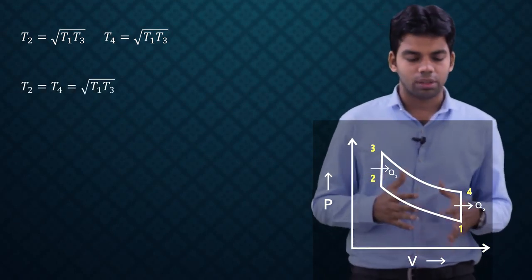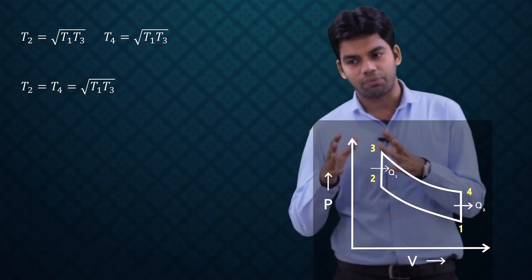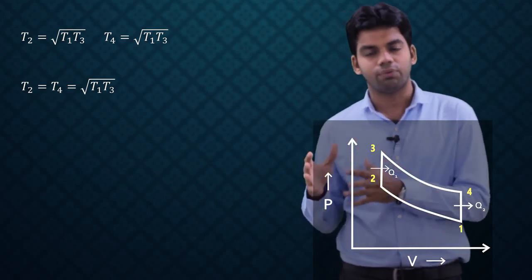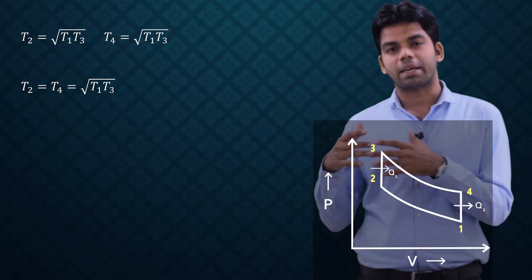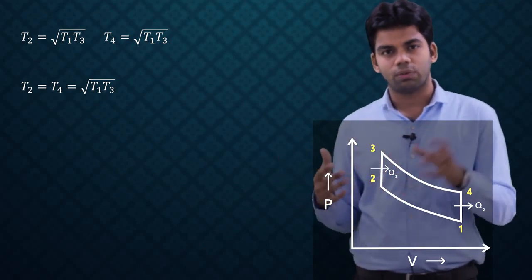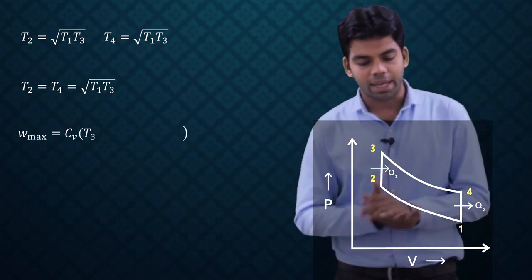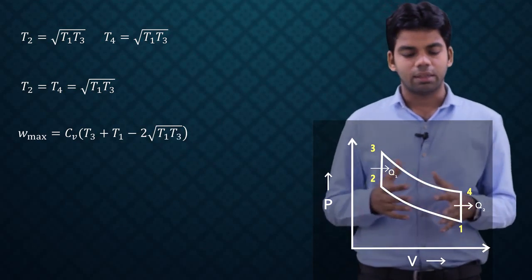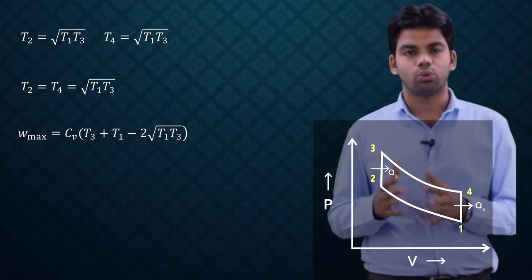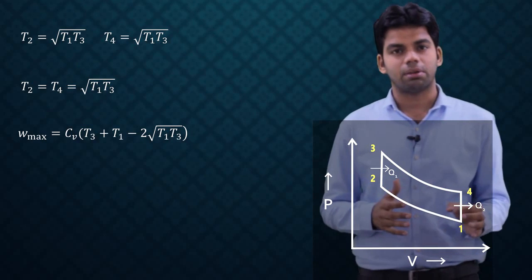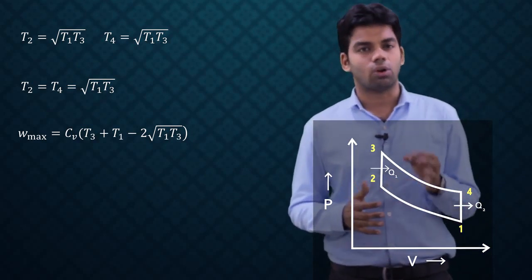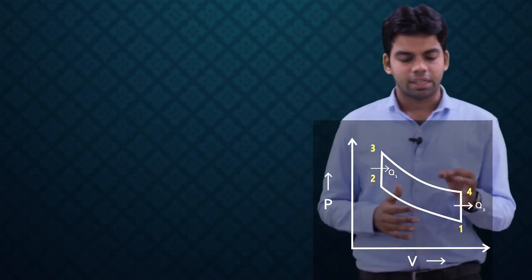Just put these values of T2 and T4 in the formula for work done; these are the conditions for maximum work done. When you put these values, you will get the maximum work done. So W max will be equal to Cv into (T1 plus T3 minus 2 root of T1 T3). So this is the maximum work done which we can get in the Otto cycle: Cv into (T1 plus T3 minus 2 root T1 T3).